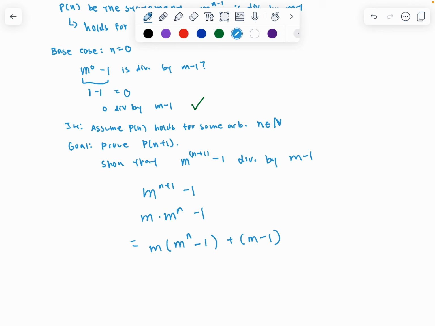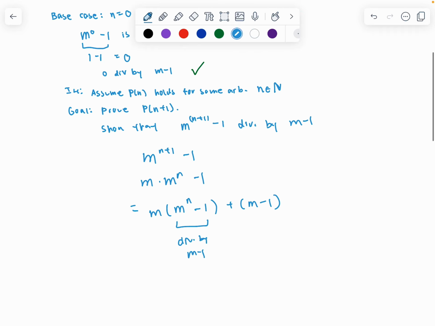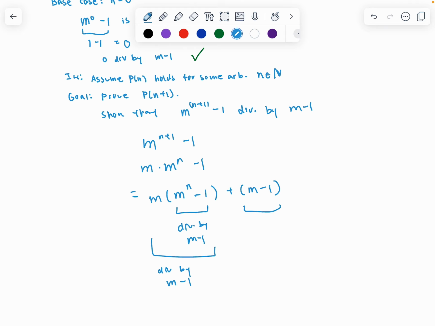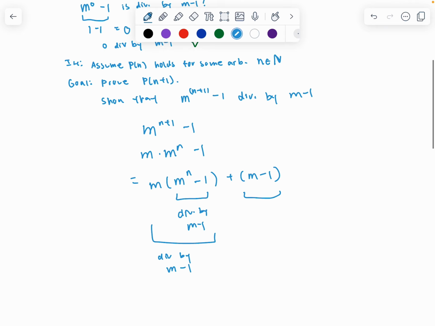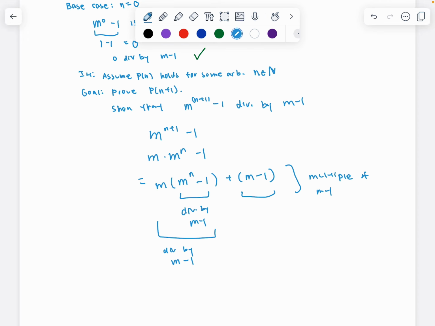Now that we've reached this point in rewriting, we know that by the inductive hypothesis, m to the n minus 1 is a multiple of m minus 1. So we can write like so. And thus, m times (m to the n minus 1) is also a multiple of m minus 1. And obviously this term here is a multiple of m minus 1 because it is m minus 1. And therefore this entire sum is a multiple of m minus 1. And so this completes our induction.